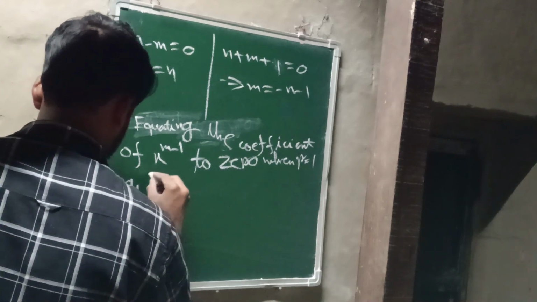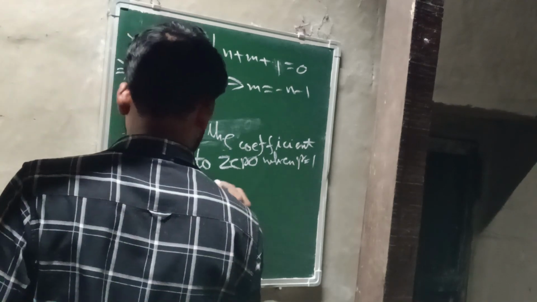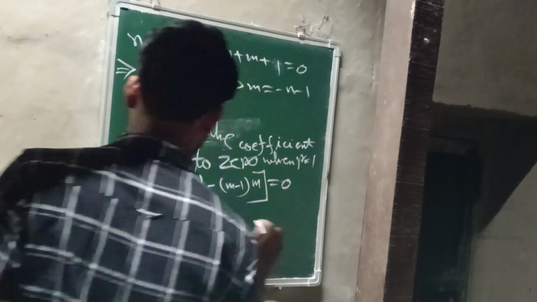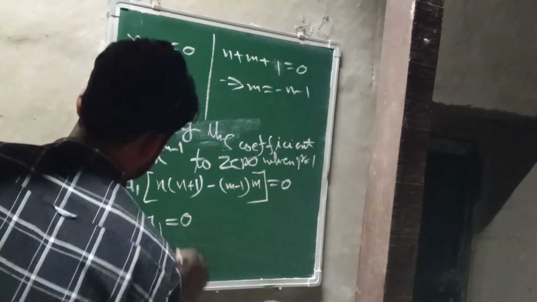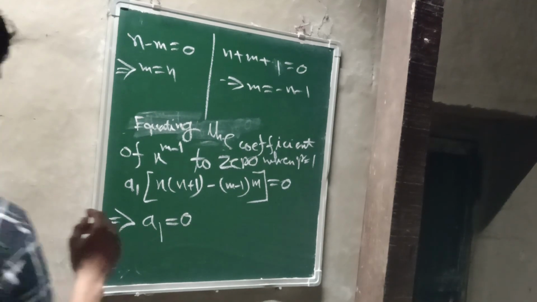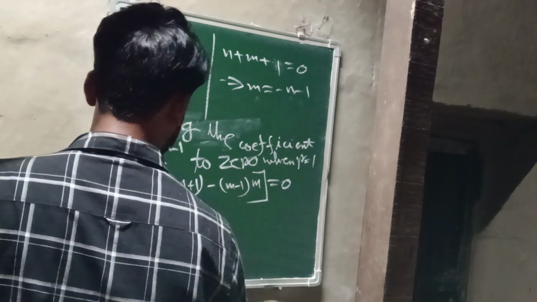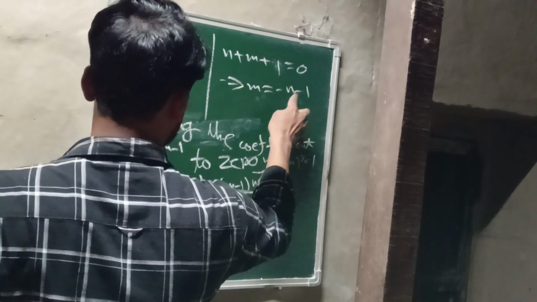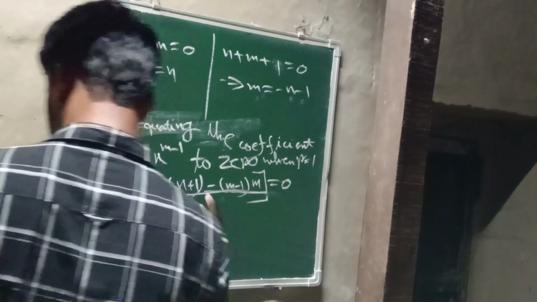a1 [n into (n plus 1) minus (m minus 1) into m] equal 0 and a1 equal 0. Since m equal minus n minus 1, this bracket cannot be 0, so we get a1 equal 0.